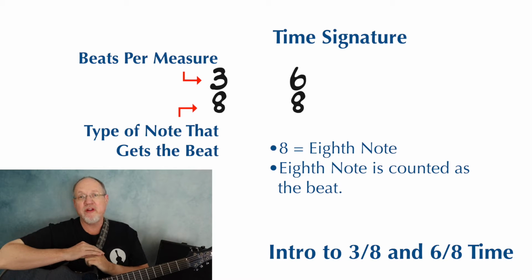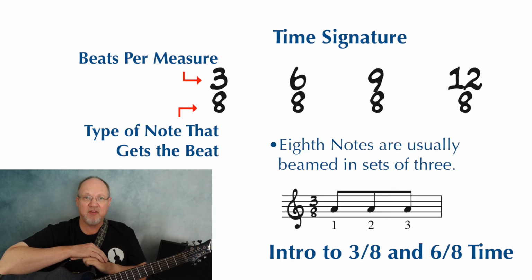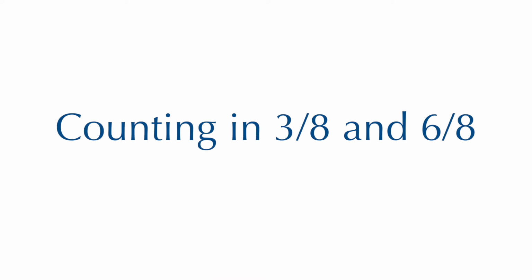And even though we're only looking at 3/8 and 6/8 in this lesson, you can also have a 9/8 and a 12/8 time. Notice that the top number in each of these time signatures is divisible by 3. That's because in these types of time signatures, the 8th notes are usually grouped in threes.